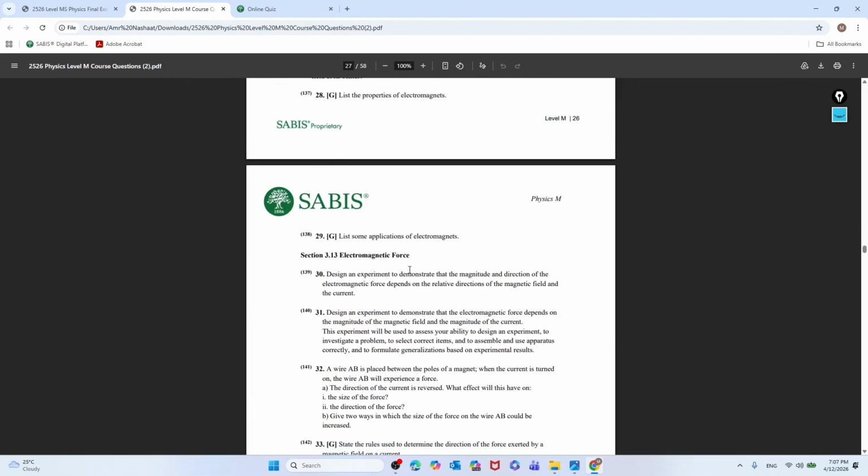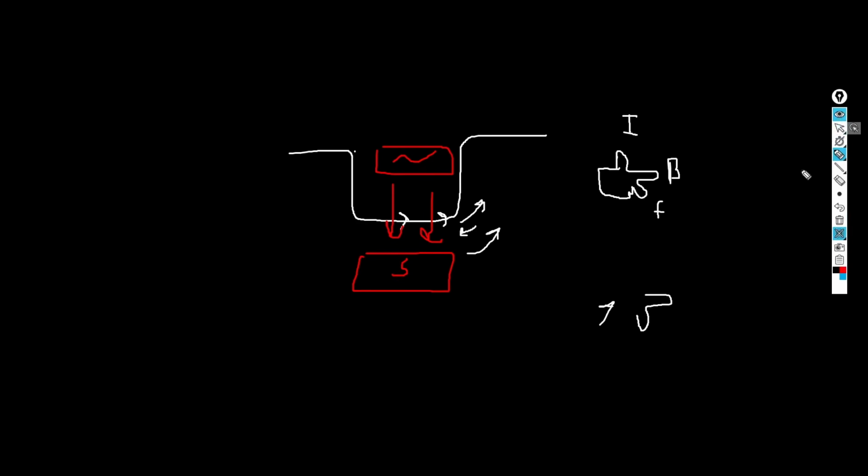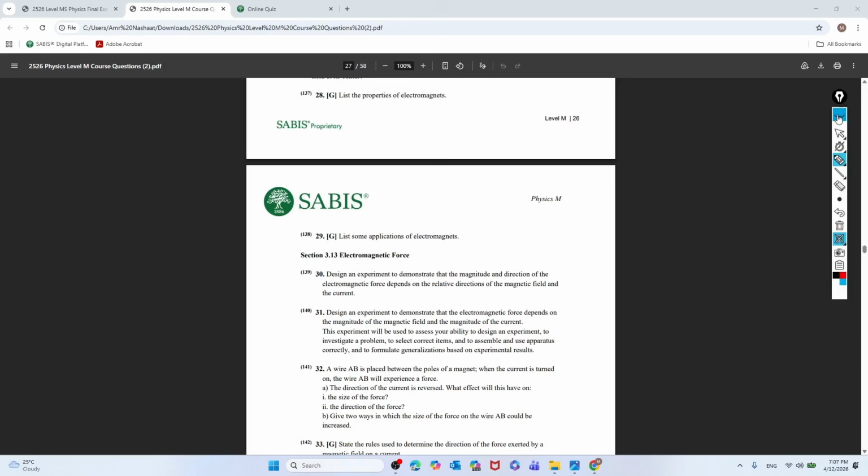Design an experiment to demonstrate the magnitude and direction of the electromagnetic force depends on the relative directions of the magnetic field and the current. Okay, so this experiment. We already showed how we determine the direction, but how can we show that the current and the magnetic field determine the force, right? Let's say we run a stronger current through it and we can test what happens. If we run a stronger current, the force would move it even more. Okay, if we have a stronger magnetic field, it would also move even more. Okay, so that's basically it. That experiment to show the magnitude and to show the direction.